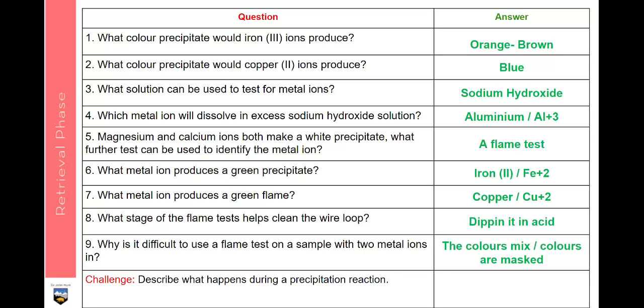Number 9, it is difficult to use a flame test on a sample with 2 metal ions in because the 2 colours might mix or the colours are masked. And for the challenge, describe what happens during a precipitation reaction. Well, a precipitate is a solid, so a precipitation reaction is when 2 solutions are mixed and they react to form a solid.